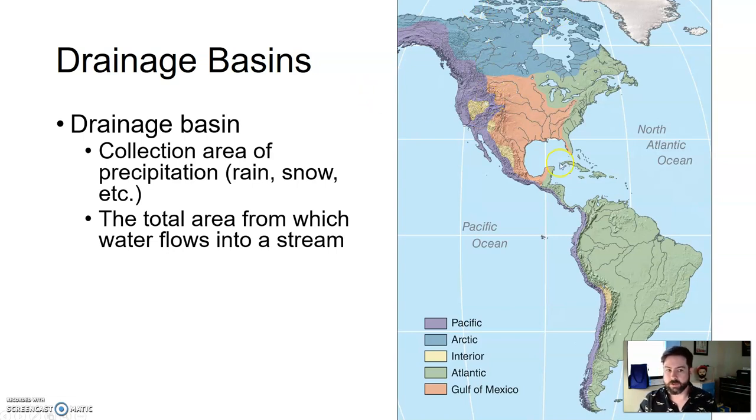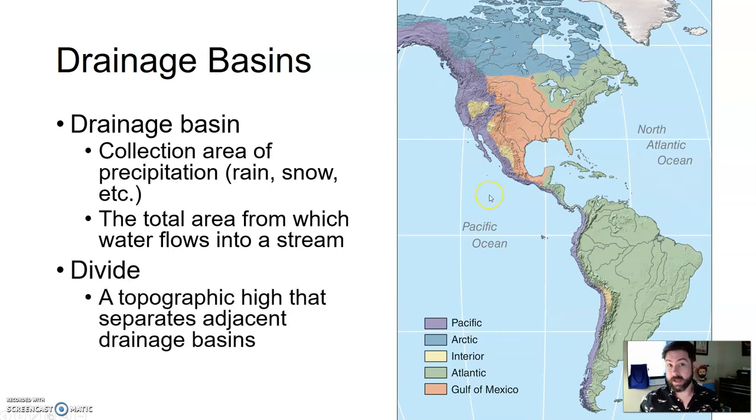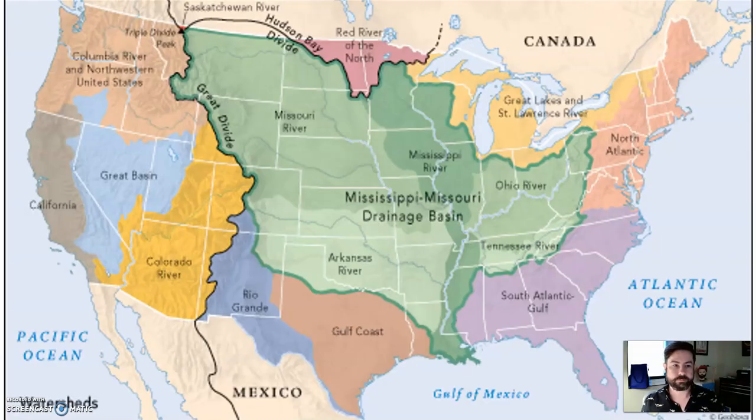Now, what separates all these larger drainage basins, and we can actually divide each of these up, but what separates drainage basins are something called divides. A divide is a topographic high, kind of a separation line that separates adjacent drainage basins. Typically mountain ranges, but other high topographic points, that will say if water falls on one side of the mountains, it's going to go one way. If water falls on another side of this mountain, it's going to go the other way, into a different stream or into a different body of water.